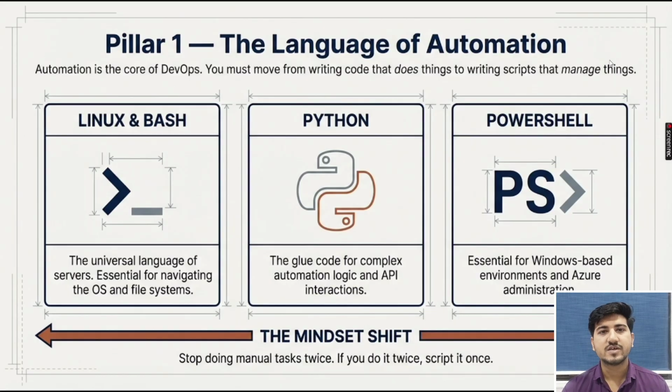So Linux and bash, second is Python, third is PowerShell. And there is a mindset that you don't have to do everything manually. If you are doing anything manually once or twice, then more than two times, you have to make it a script once, and it is supposed to make automation. The automation has to be there.